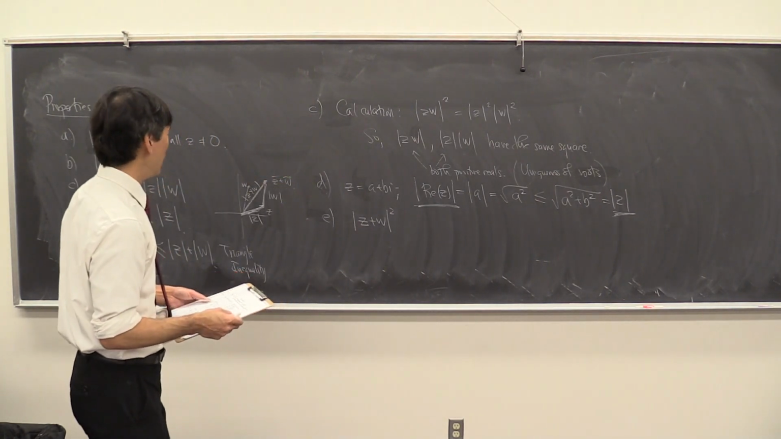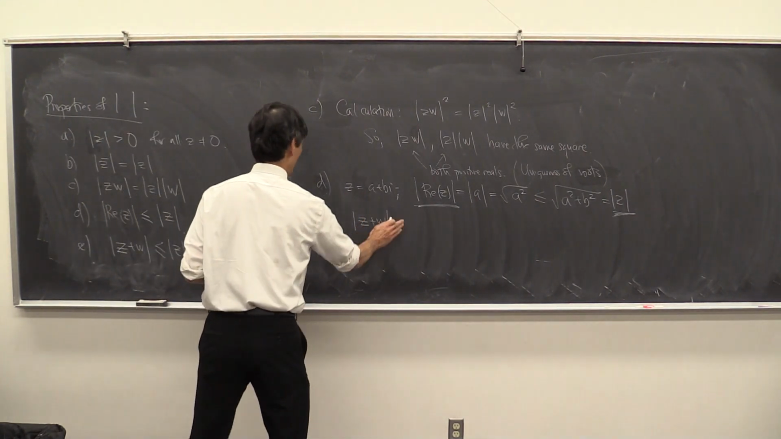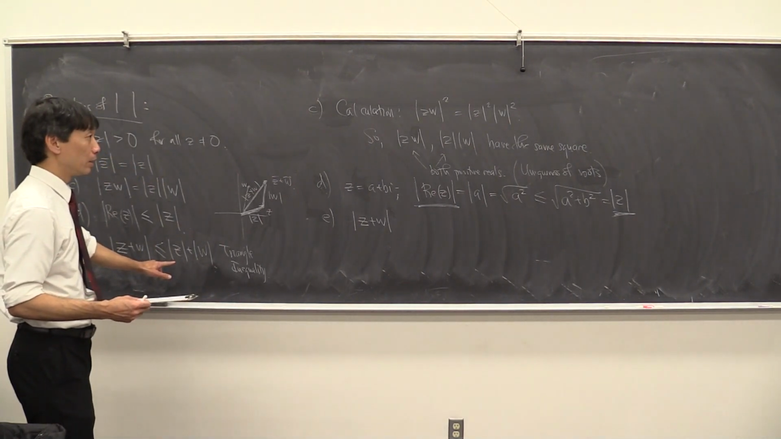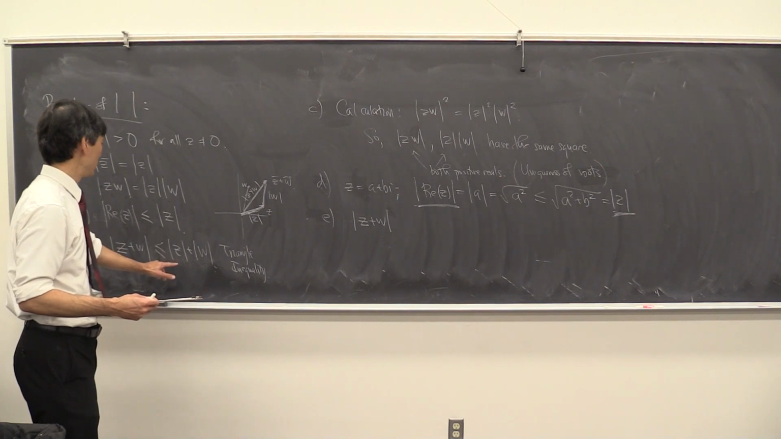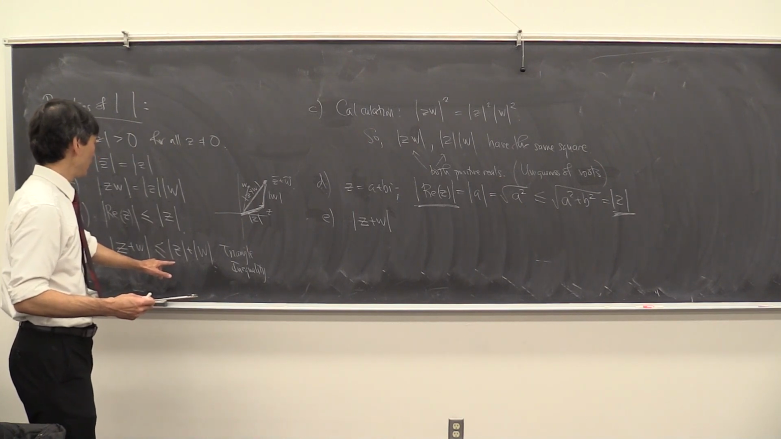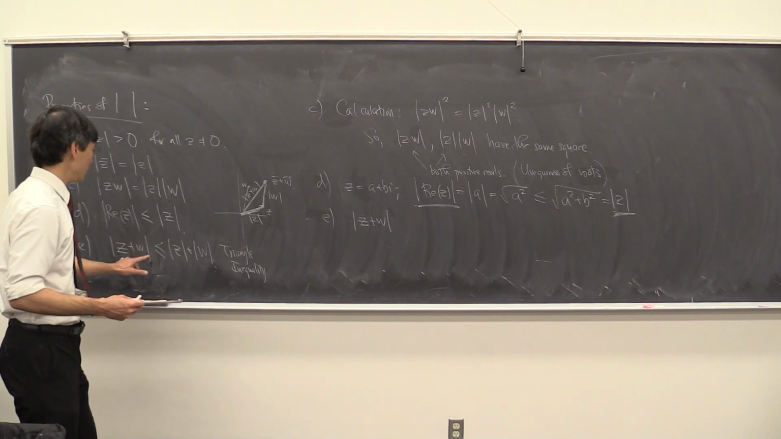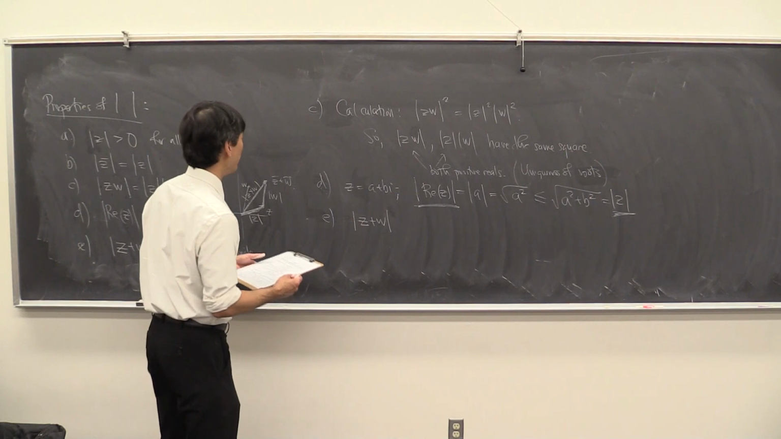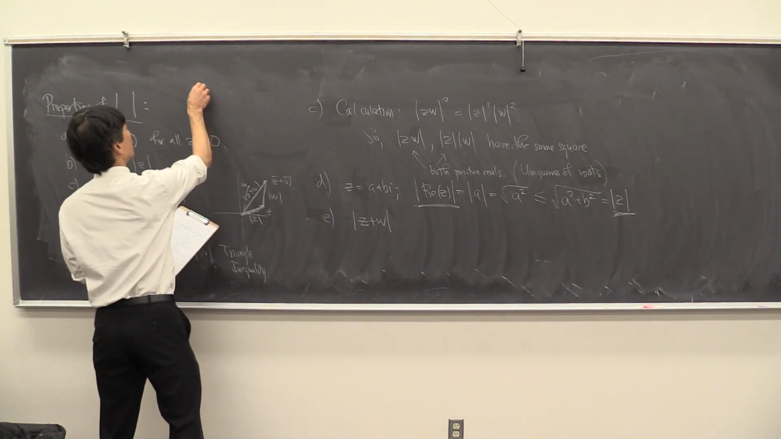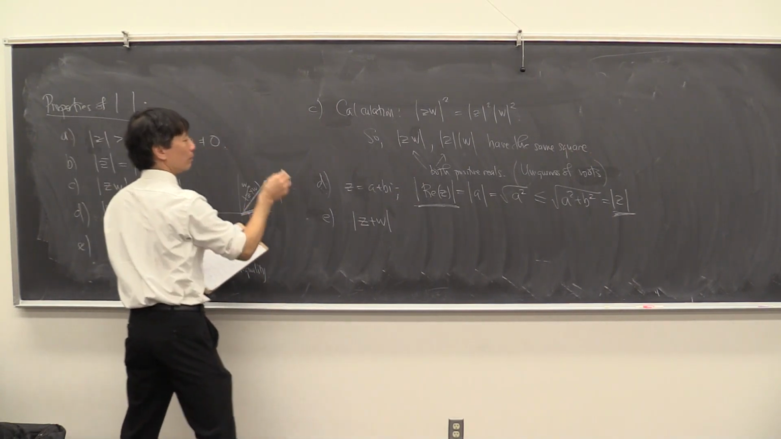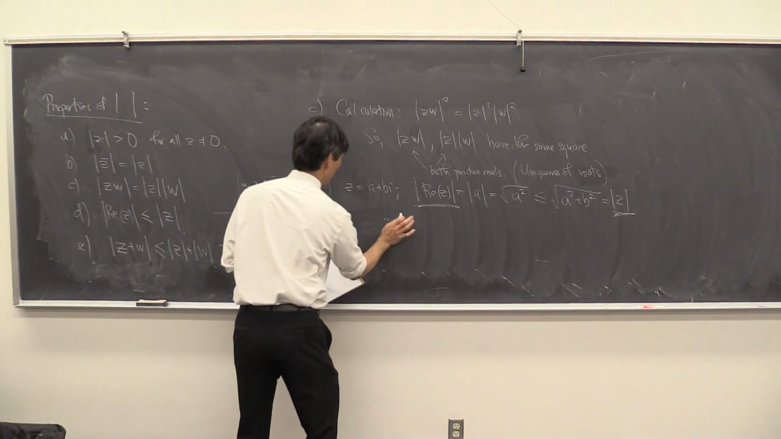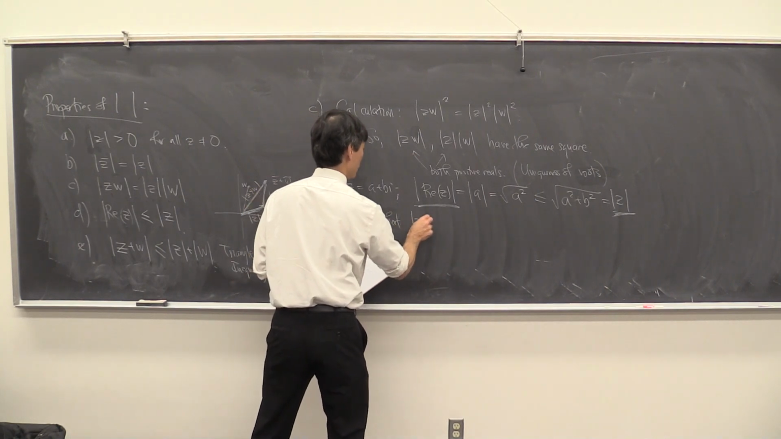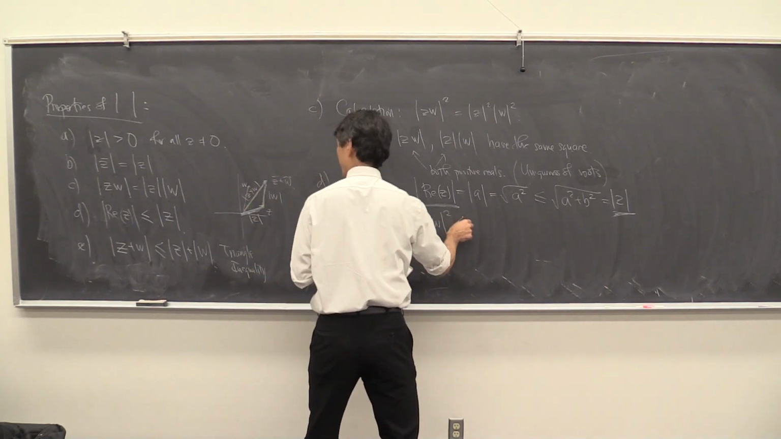Okay, so we want to show that this number is less than or equal to this number. What we do is show that the square of one is less than or equal to the square of the other.